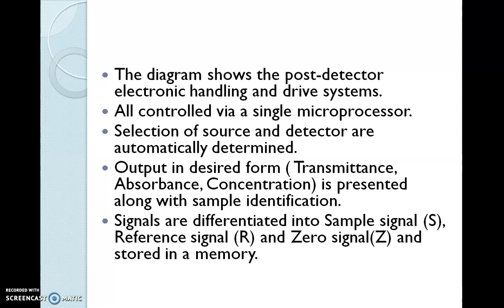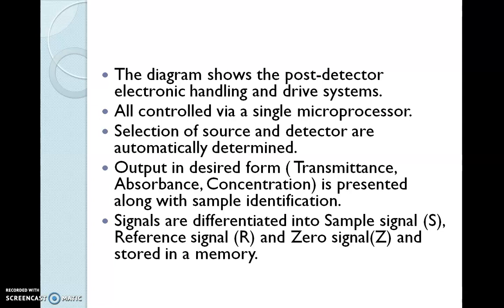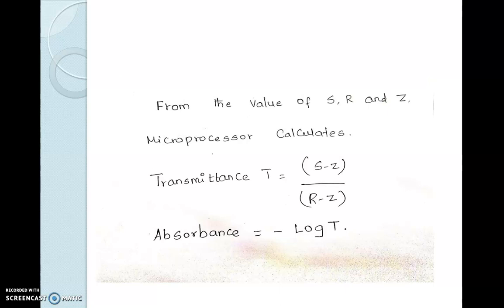The signals are differentiated into the sample signal S, reference signal R and zero signal Z, and stored in a memory present in the system. From the values of S, R and Z, the microprocessor calculates transmittance T as (S minus Z) divided by (R minus Z), and absorbance is the logarithmic term of transmittance T.